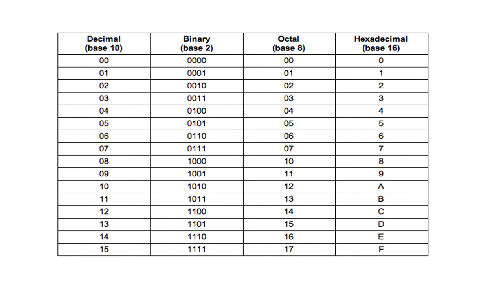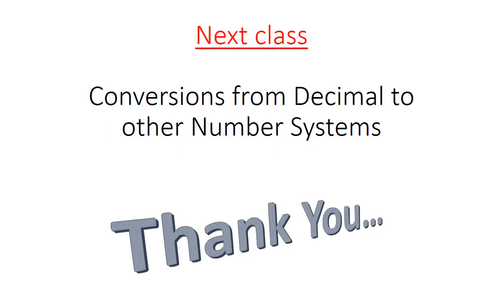This is a sample table where I have taken numbers from 0 to 15 across the 4 number systems, in order to make you understand how the representation changes from number system to number system. So just go through this table and give it a glance. Next we'll be discussing how we can convert a number from the decimal number system to other number systems.